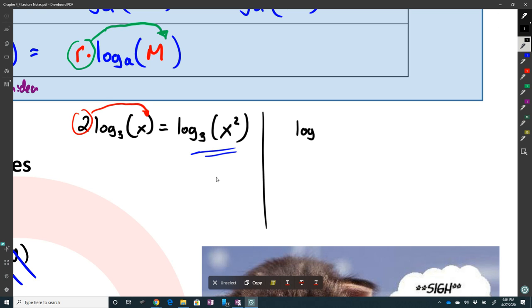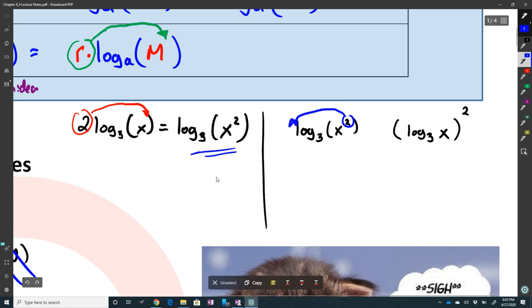Let's say log base 3 of x squared and log base 3 of x. Let me not put the x in parentheses. Squared. So these two are different. In this one, this comes to the front, and that's just 2 log base 3 of x. Here in this one, it's different. It's log base 3 of x times log base 3 of x.